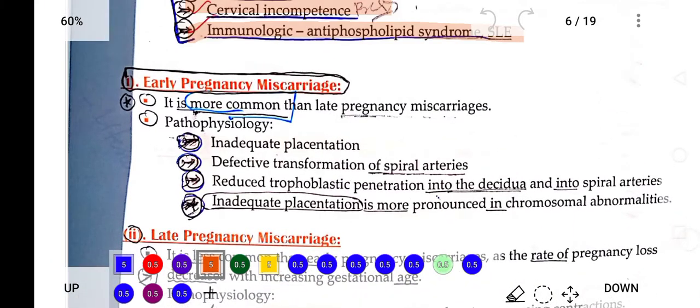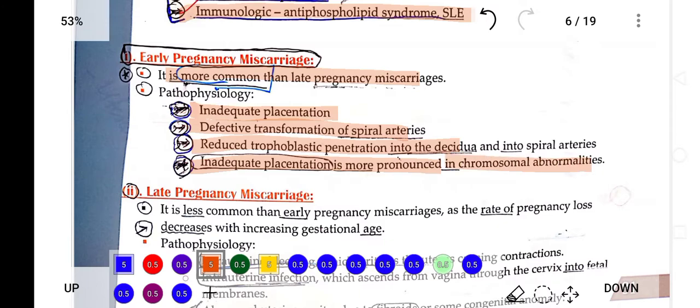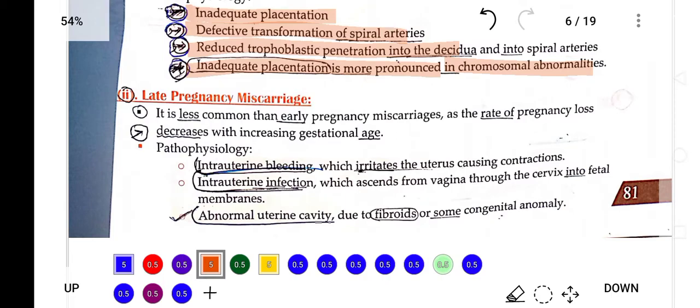Now, early pregnancy miscarriage is a type of miscarriage in which inadequate placentation occurs, with defective transformation of spiral arteries and reduced trophoblastic penetration into decidua. Inadequate placentation occurs in chromosomal abnormalities. So these are the pathophysiology of early pregnancy miscarriage.